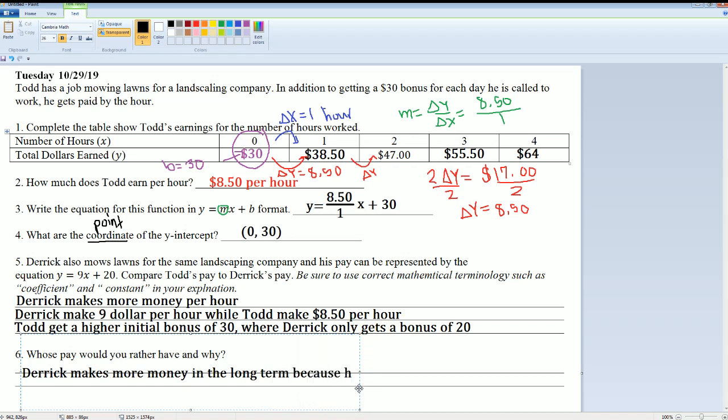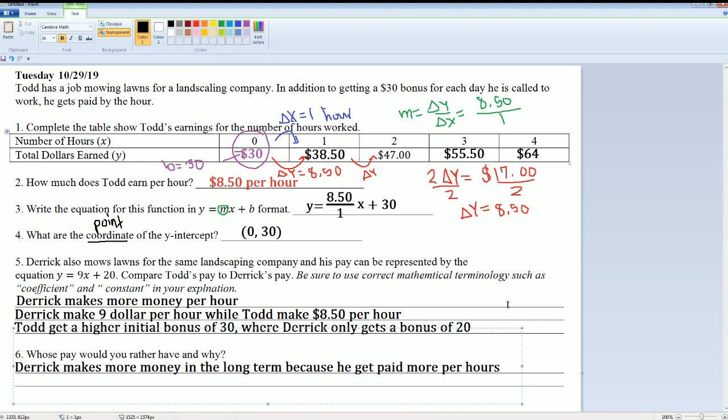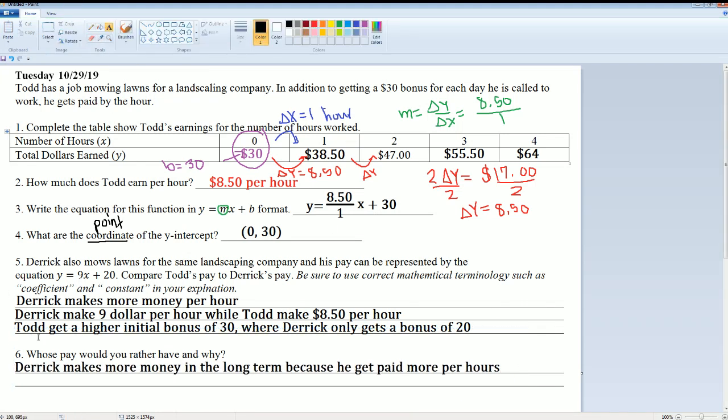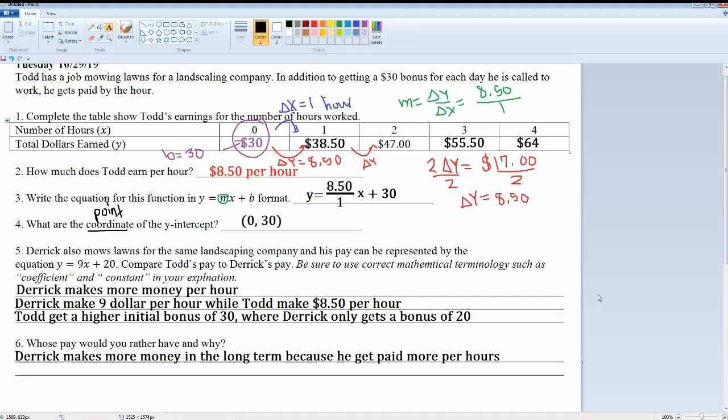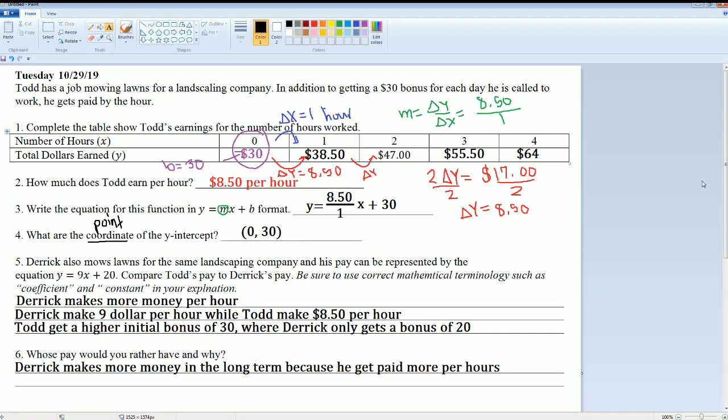because he gets paid more per hour. But in the short term, Todd would win because of his initial bonus. So there you go. Those are all your solutions for Tuesday, October 29th.